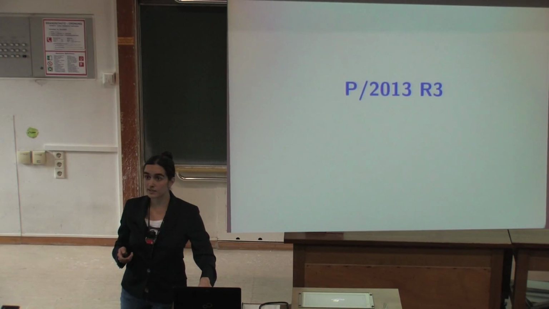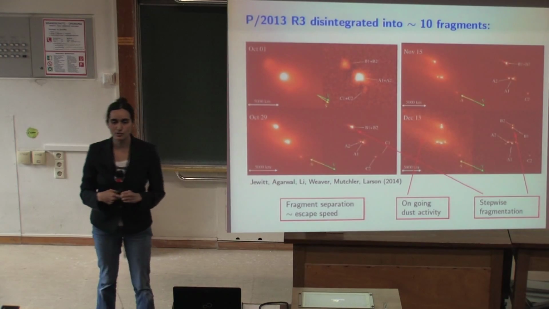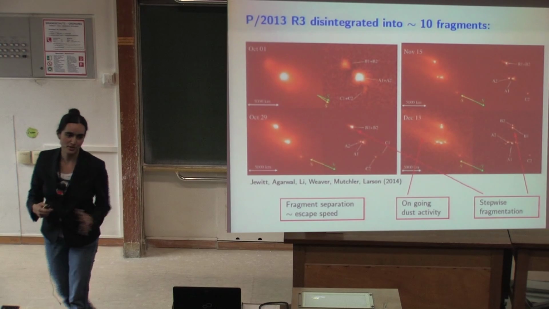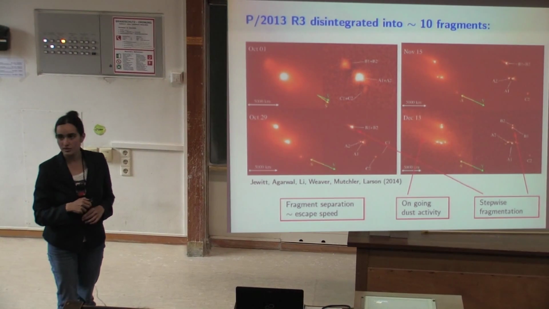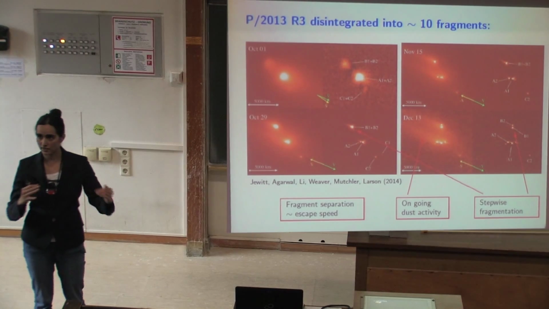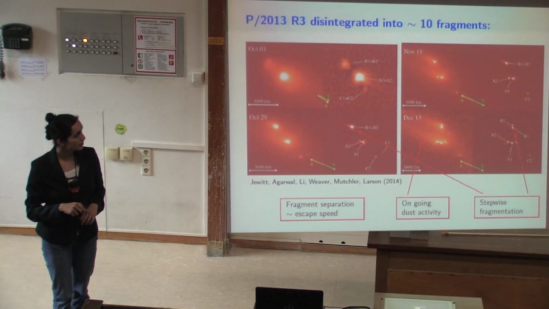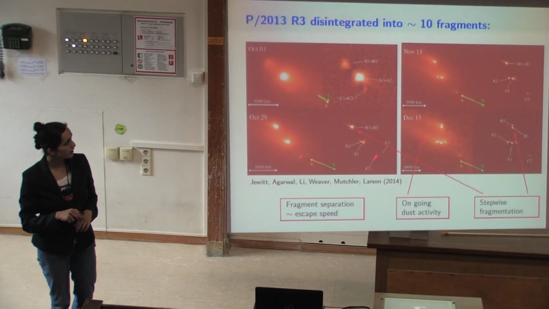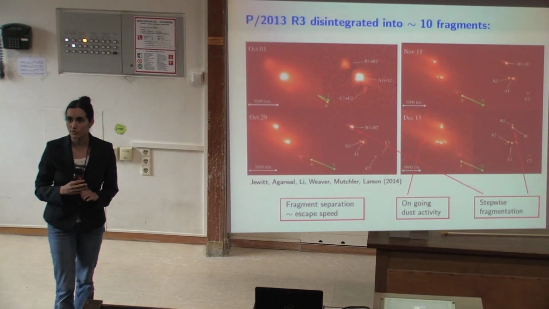My next object is R3, discovered almost simultaneously to P5, but entirely different. So this is a time series over a few months. When it was discovered, R3 consisted already of 3 fragments, each of which had its own comet-like dust tail. And then we got HST data, which showed that actually some of the fragments consisted of more than 1 fragment.